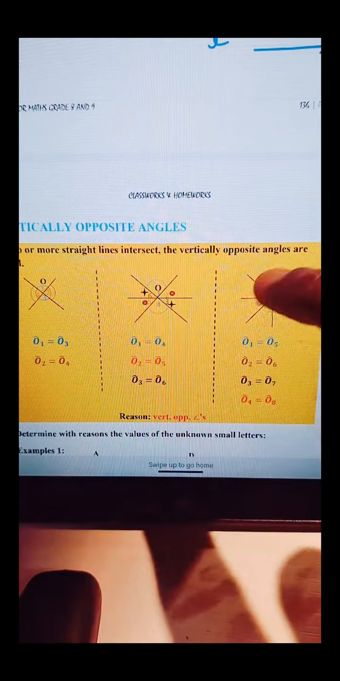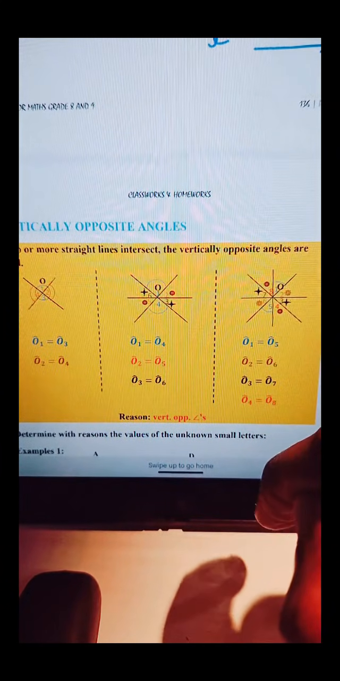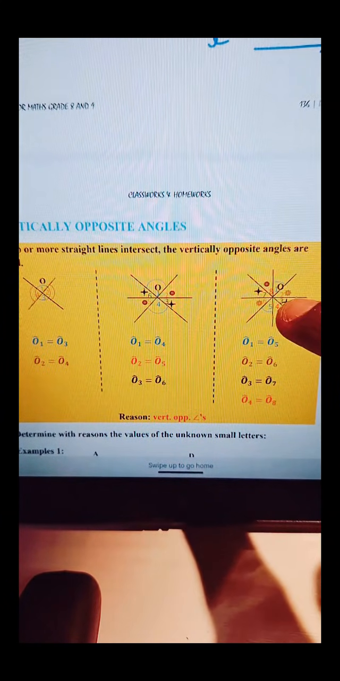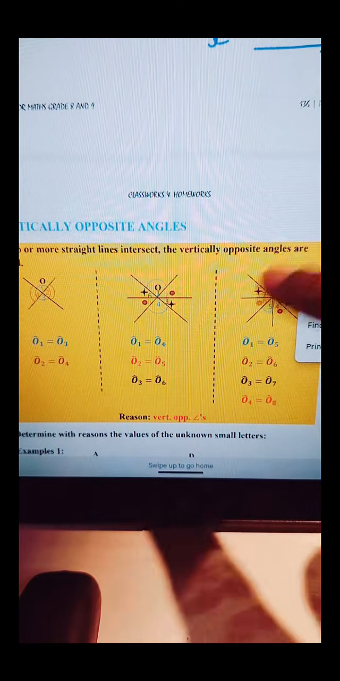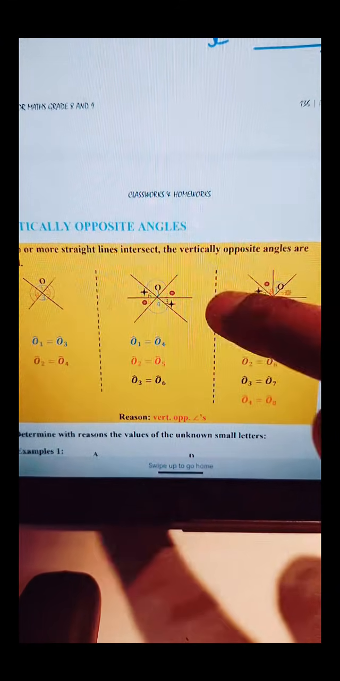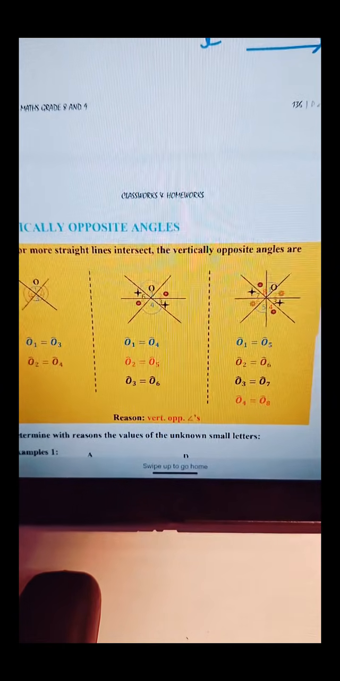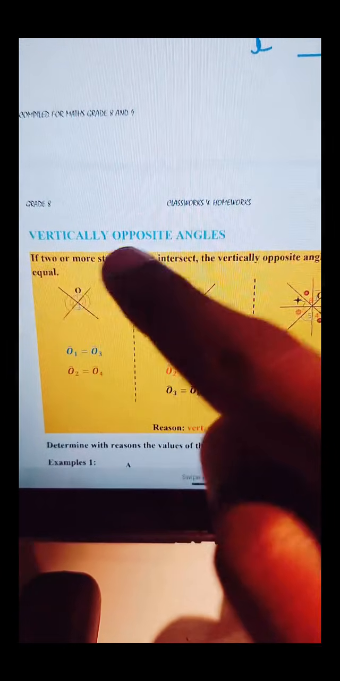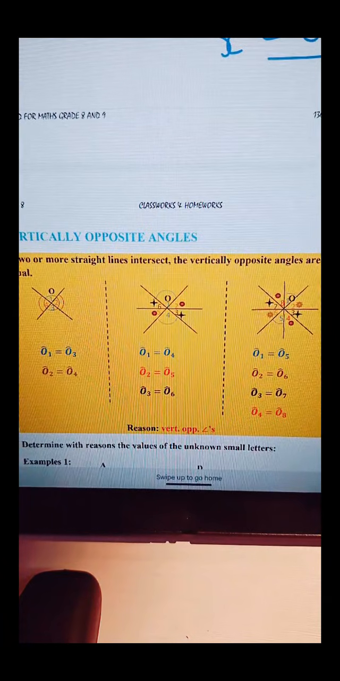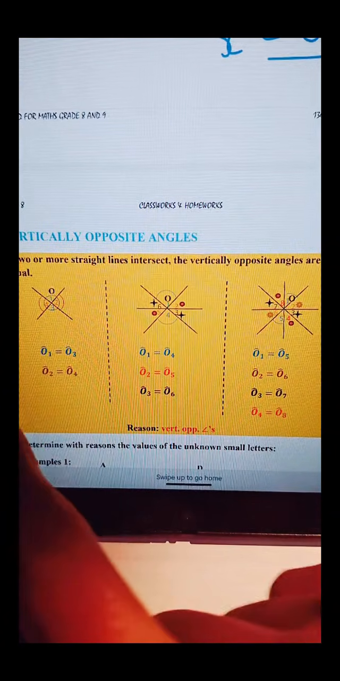Look at these lines. That line, and the horizontal. They are all intersecting. Look at this one. That line, and that line. Those are all intersecting lines. And what we are saying is that if two or more straight lines intersect, the vertically opposite angles are what? Are equal. So let's look at which angles are vertically opposite.